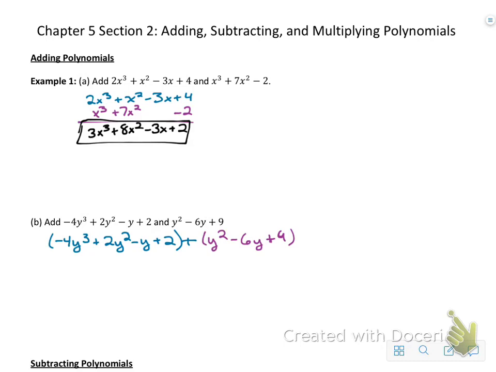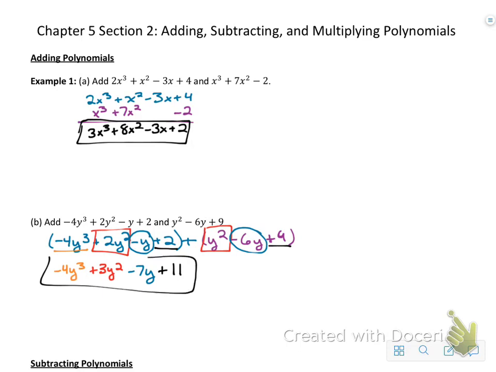This is when I would advise you to circle and use different colors if you need to, so that you know which ones are like terms. So you have negative 4y cubed. That's the only y cubed. Then we have our y squares. So I'm going to box my y squares. We have 2 and 1, which is 3. Then we have our y's, so we can circle those. So we have negative 1 minus 6 is negative 7y. Then we have our numbers. So we have a 2 and a 9, which is 11. And there we go. That's our answer.